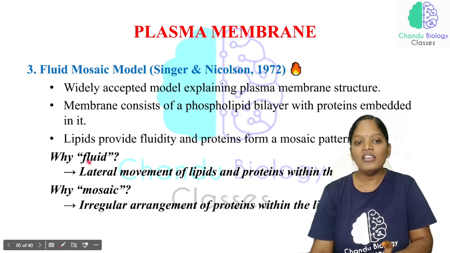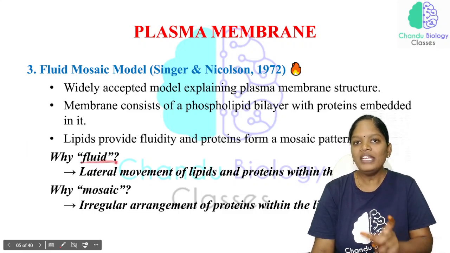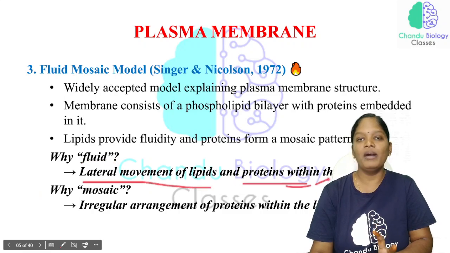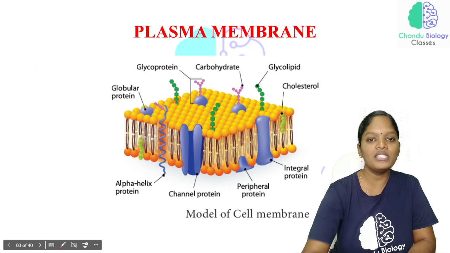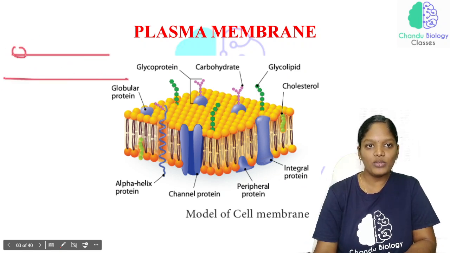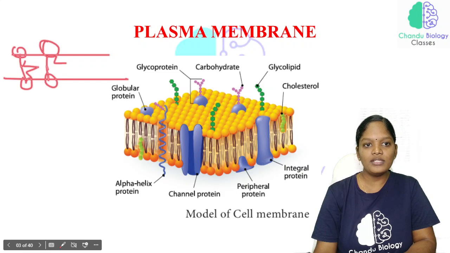See, why fluid? Why does it have to be fluid? Because of the lateral movement of the lipids and proteins within the bilayer. What is meant by lateral movement? See, this is the lipid bilayer. Here we can see the lipid layer, and here we can say the lipid. Here also we can say the lipid.